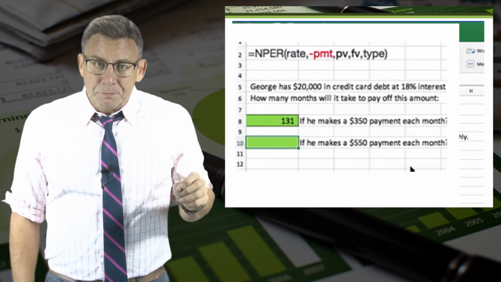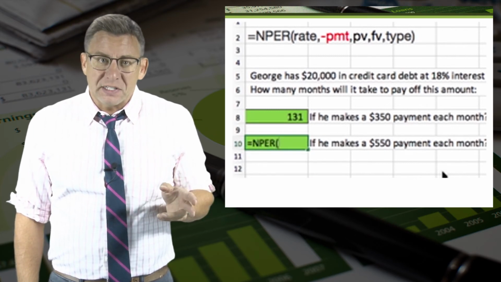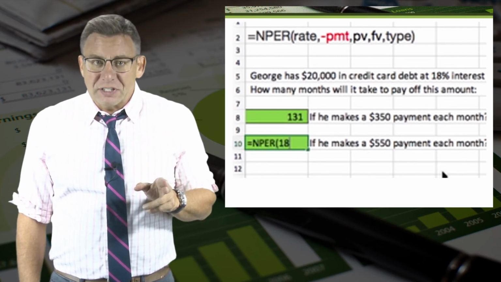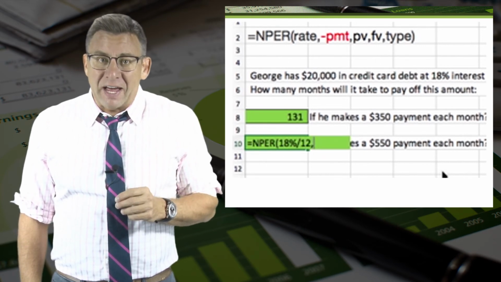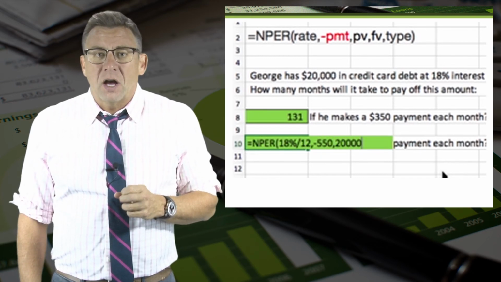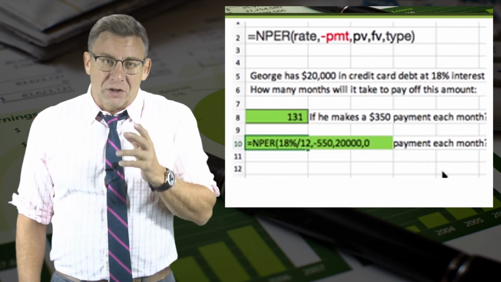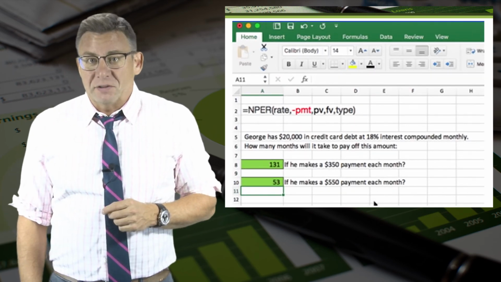For the next one, I enter equals NPER, open parentheses, 18% divided by 12, comma, minus 550, comma, 20,000, comma, and 0 for the future value, close parentheses. This results in 53 months to pay off his credit card.